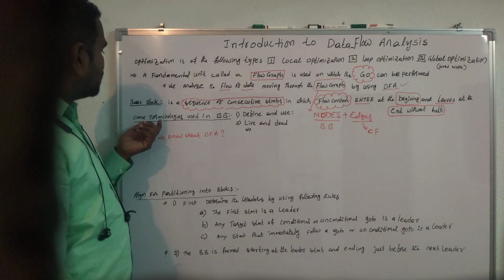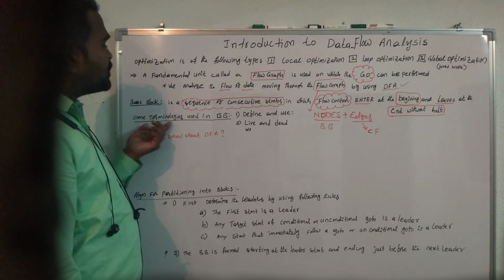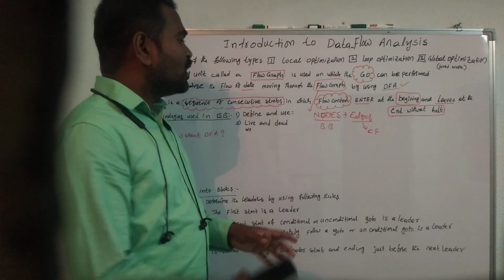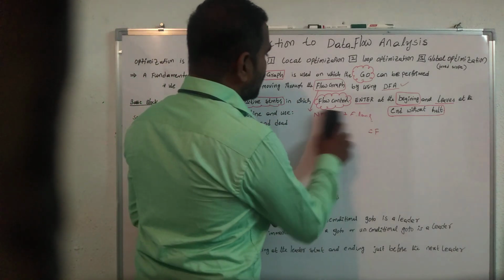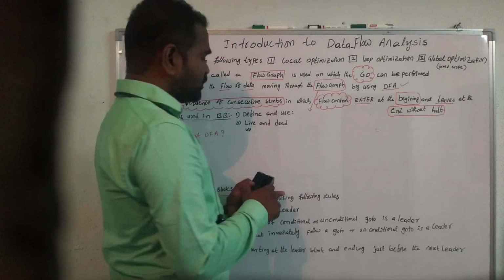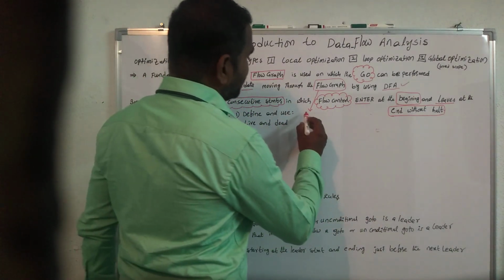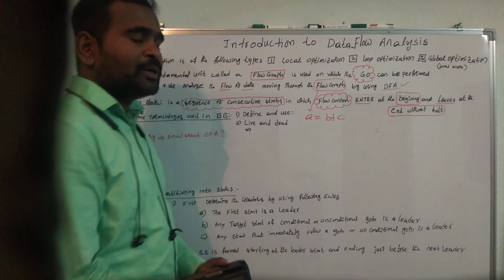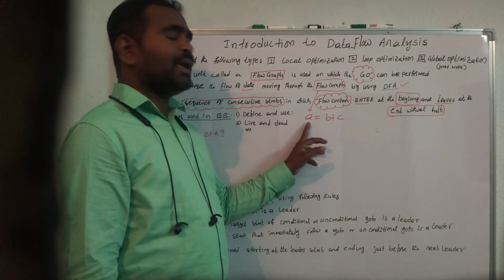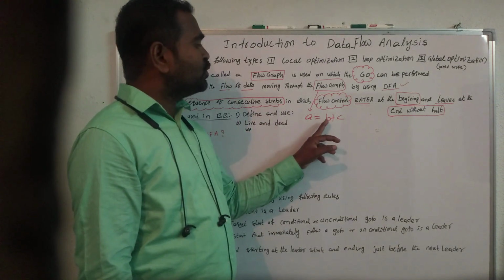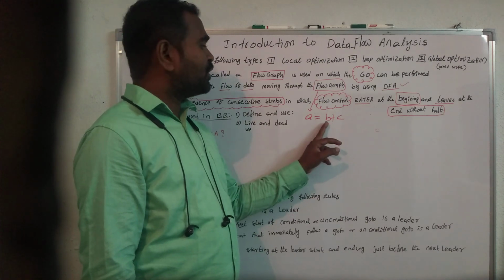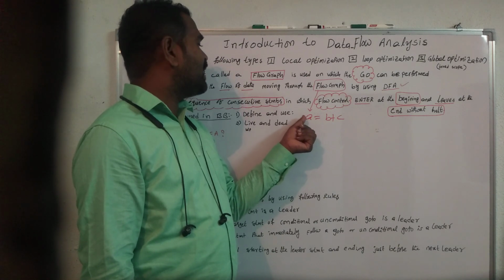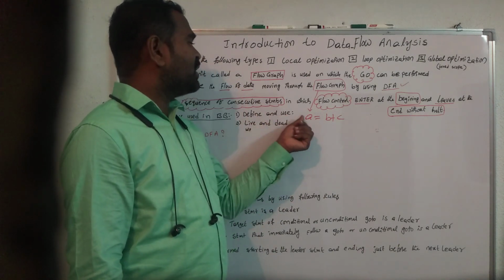Next, some terminologies are used in basic blocks. One is define and use. In our three address code statement A = B + C, we define A and use B and C. B and C are used to define A. This is called define and use.